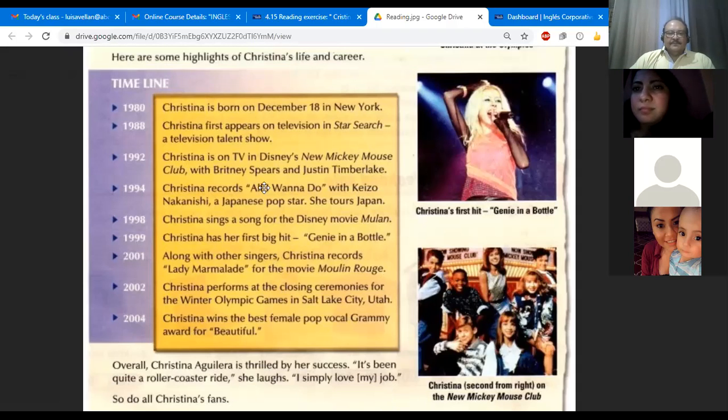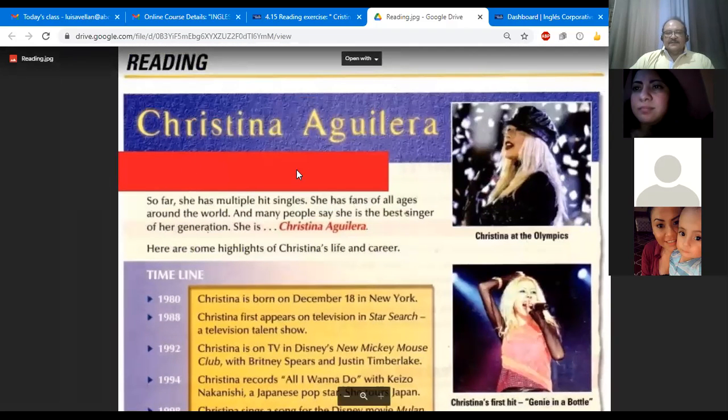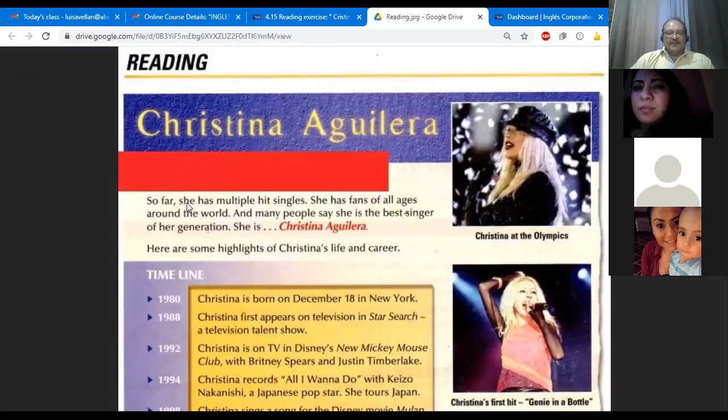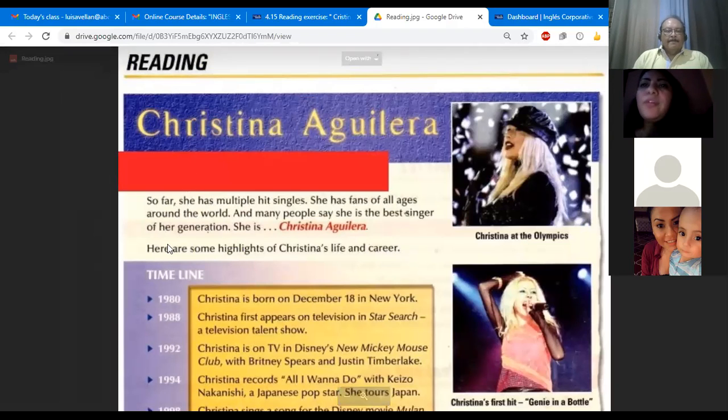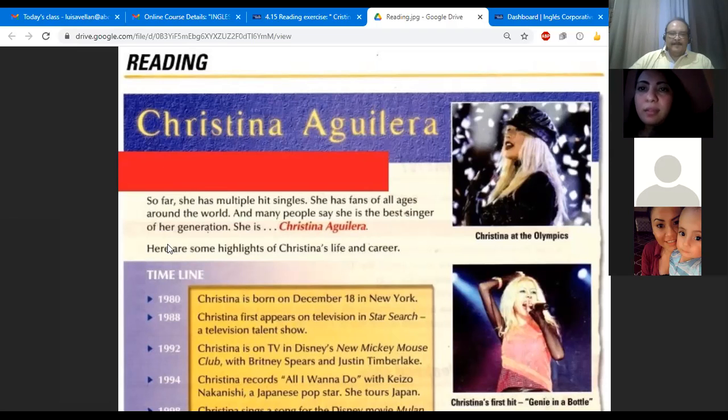Then it says Christina Aguilera. Flor, can you read this introduction here? Okay, teacher. So far, she has multiple hit singles. She has fans of all age around the world. And many people say she's the best singer of her generation. She is Christina Aguilera. Okay.